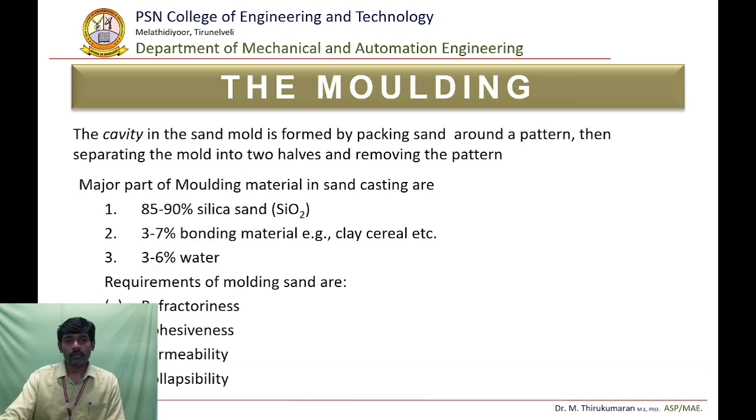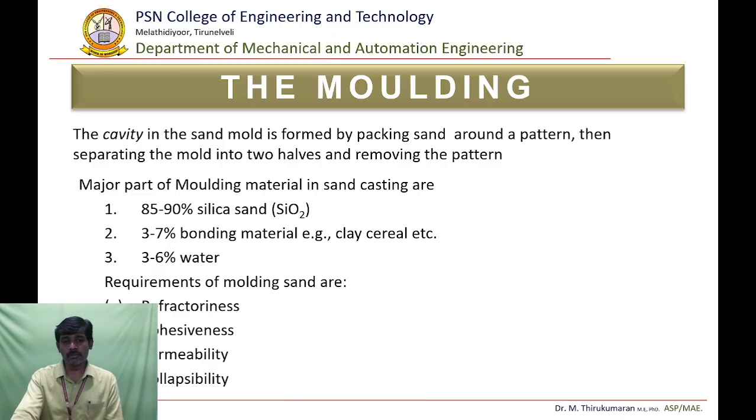Next is molding. The cavity of the sand mold is formed by packing sand around the pattern. Then we separate the mold into two halves and remove the pattern. I told you this is a special sand we are using in the sand casting process. So what does special sand mean?